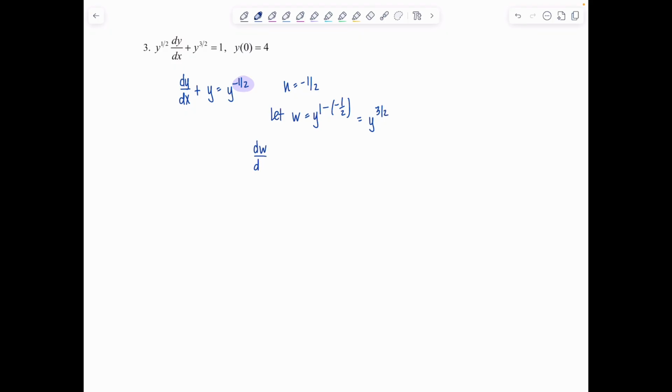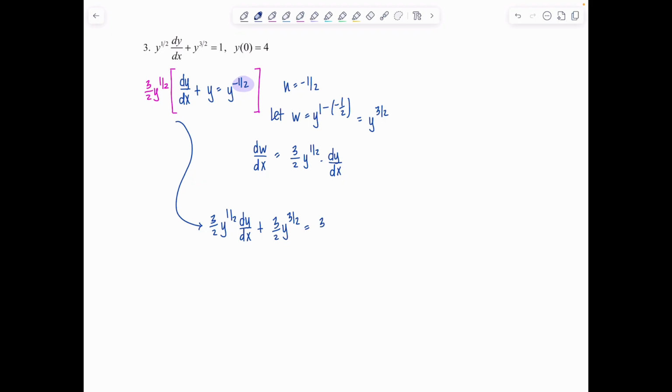Okay, then differentiate. So dw dx, derivative of y to the 3/2 would be 3/2 y to the 1/2, don't forget the chain rule, times dy dx. Then you take a peek over here. What's it missing? 3/2 y to the 1/2. So multiply everybody by 3/2. Ugh, that's the ugliest 3 I've written in my life. So this is going to be 3/2 y to the 1/2 dy dx plus 3/2 y to the 3/2 equals just 3/2.